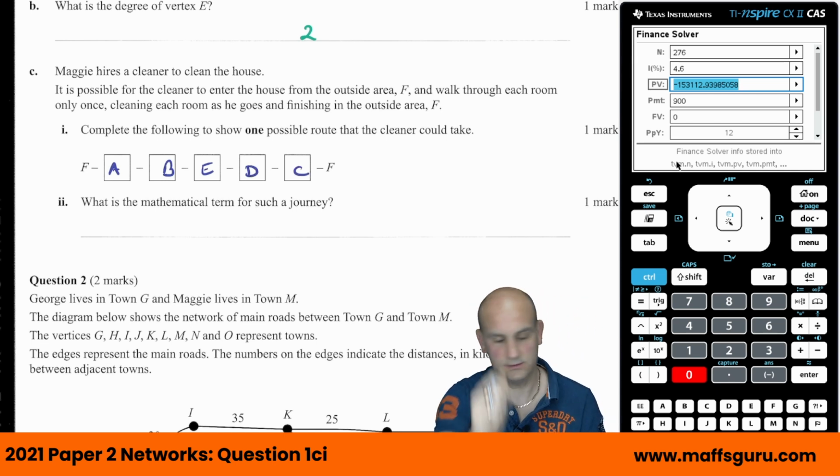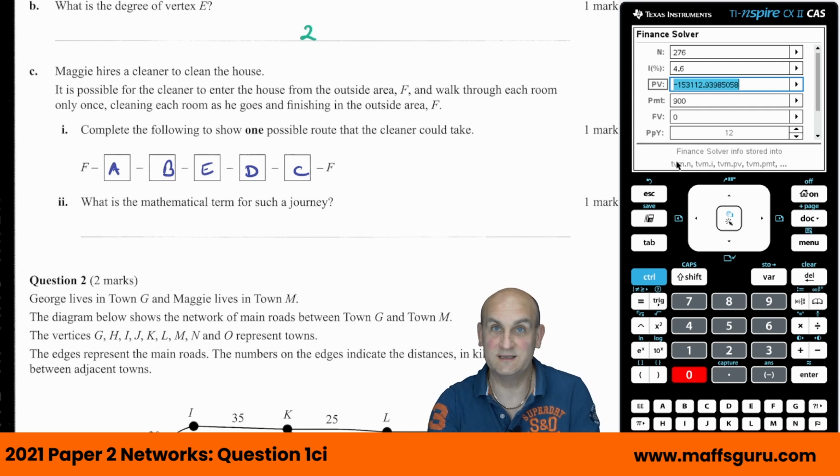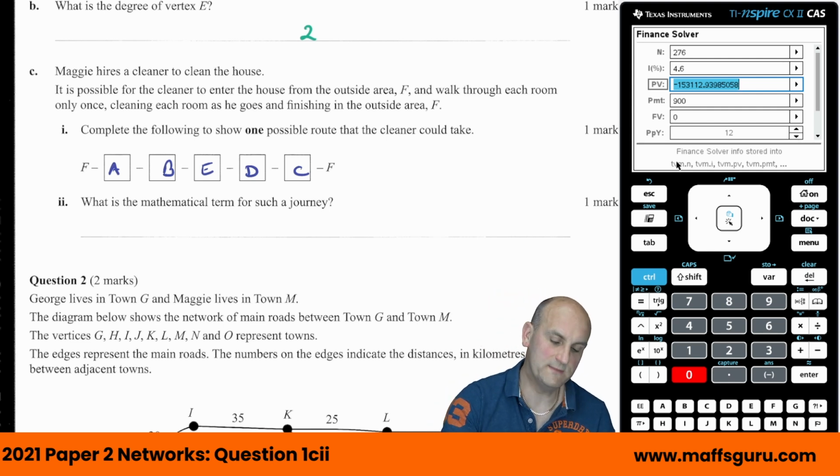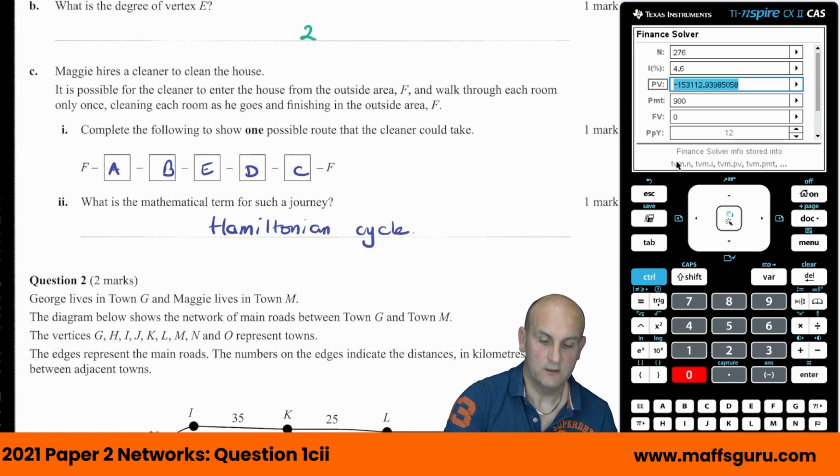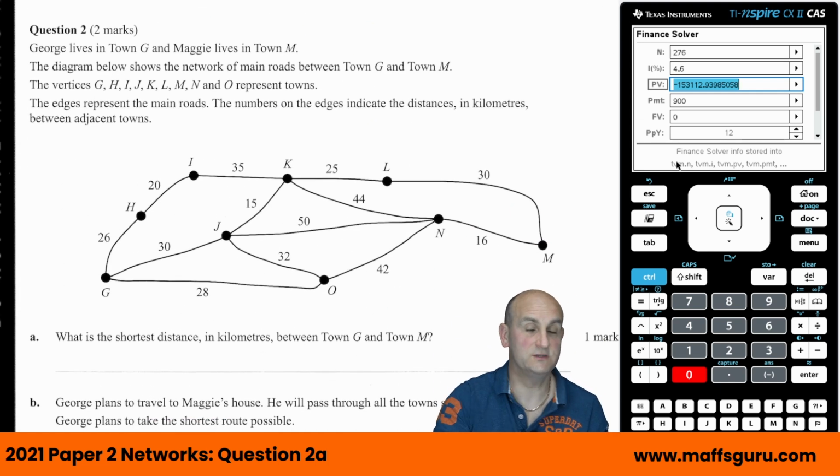And then I looked it up because I had to look in my summary book myself. I never remember this stuff. What is the mathematical description for this? It's a Hamiltonian cycle. Ka-ching. Nice first question, I think.